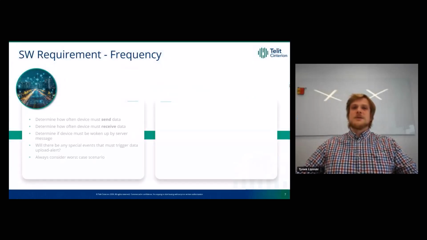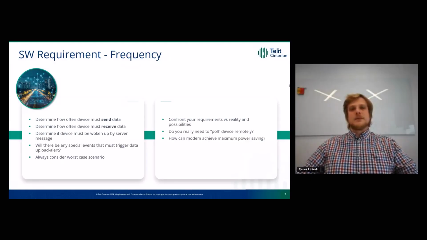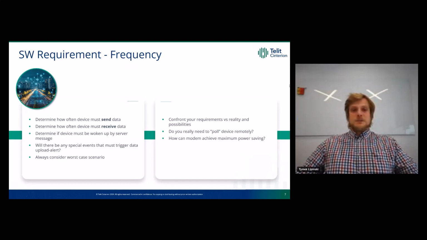First, let's focus on the frequency and data uplink and downlink. So, when we approach our project, we have to determine how often the device must send and receive data and how much data will be sent and received. Daily, hourly, monthly, yearly. We need to factor in updates, of course, of our system and of the module if necessary. We have to determine if the device must be woken up by a server message.